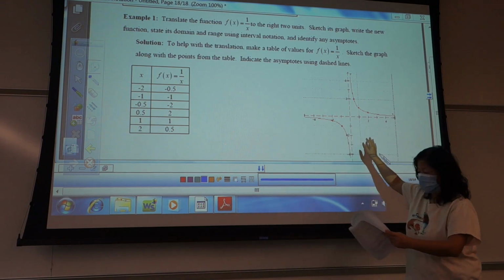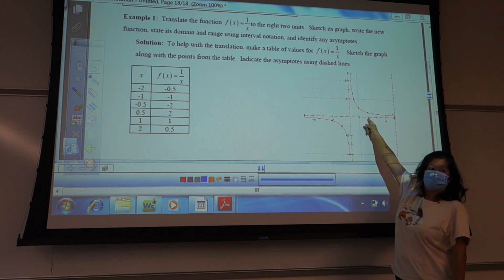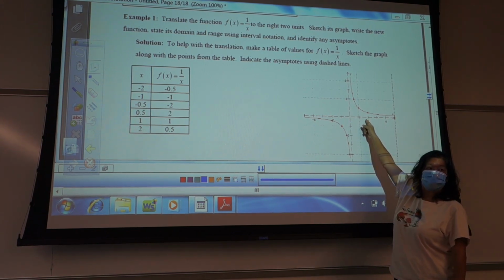So I'm just going to look at the top. So here it is. This is my center. My new center is going to be 2 to the right. Does that make sense for folks?